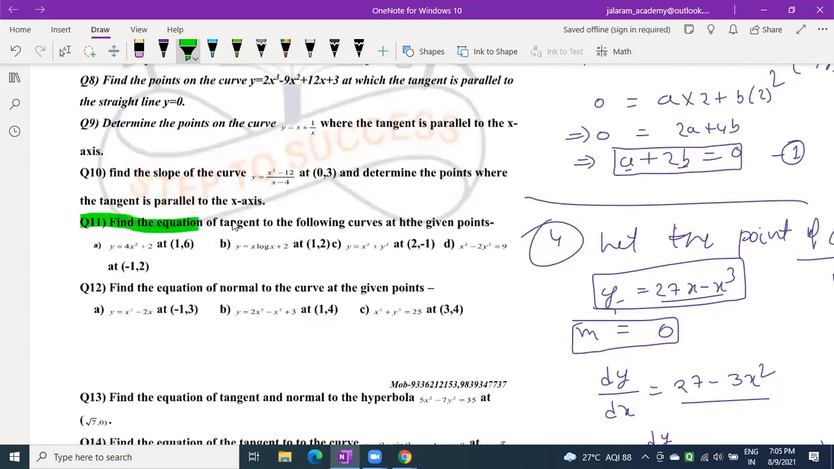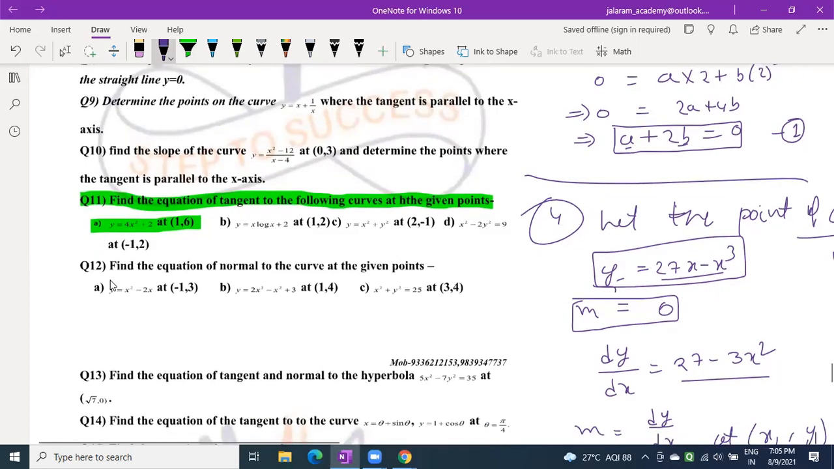Now look at question number 11. Find the equation of the tangent to the following curve at the given point: y equals 4x square plus 2. We have to find the equation of the tangent at (1, 6). First of all, what do we have to find? The slope only. How to find the slope? Slope is dy by dx at the given point, that is (1, 6). What is the differentiation of 4x square plus 2? We know that it is 8x at (1, 6). It contains only x, so use the value of x only. So the slope is 8. Is that clear to you?